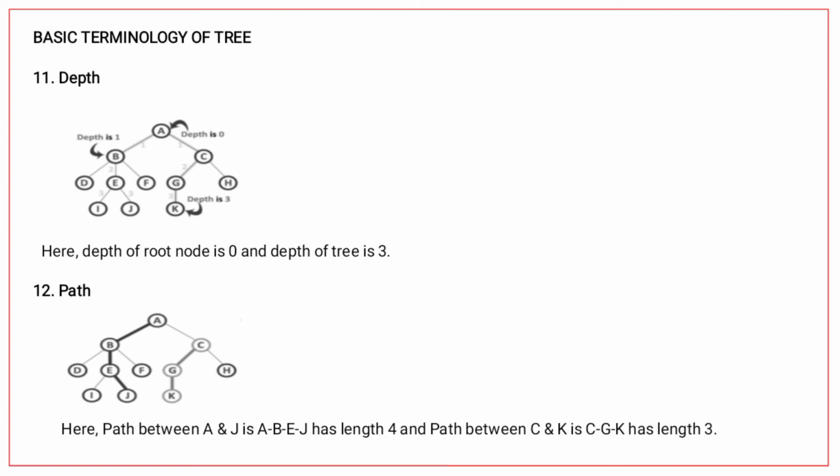Next is path. In a tree, the sequence of nodes and edges from one node to another node is called a path between those two nodes. The length of a path is the total number of nodes in that path. See the figure. Here, the path between A and J is A → B → E → J, which has a length of 4, and the path between C and K is C → G → K, which has a length of 3.